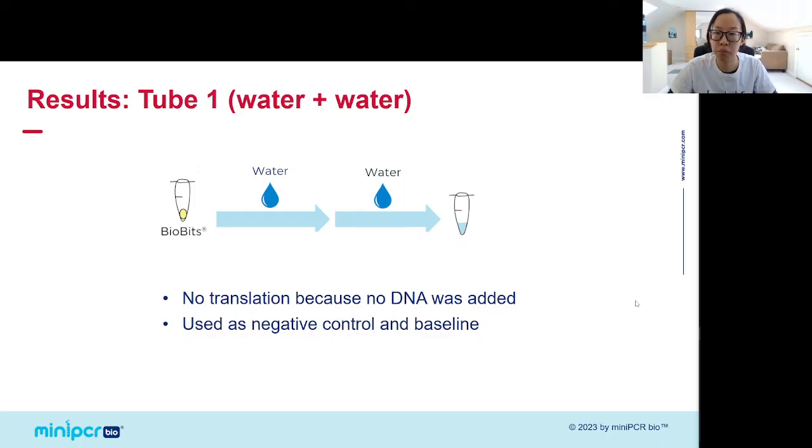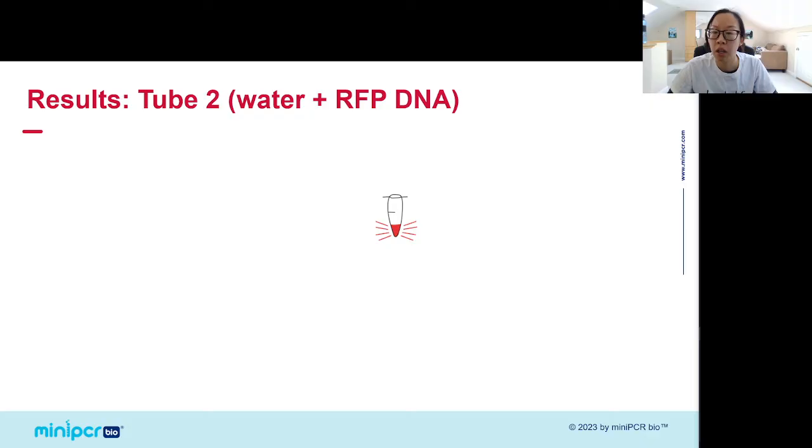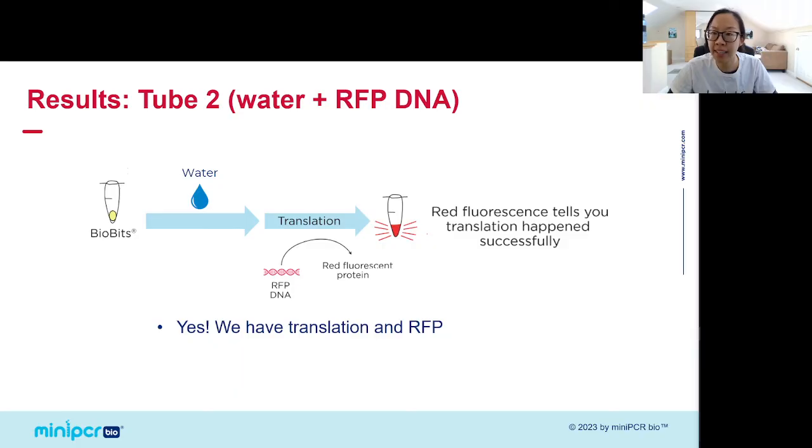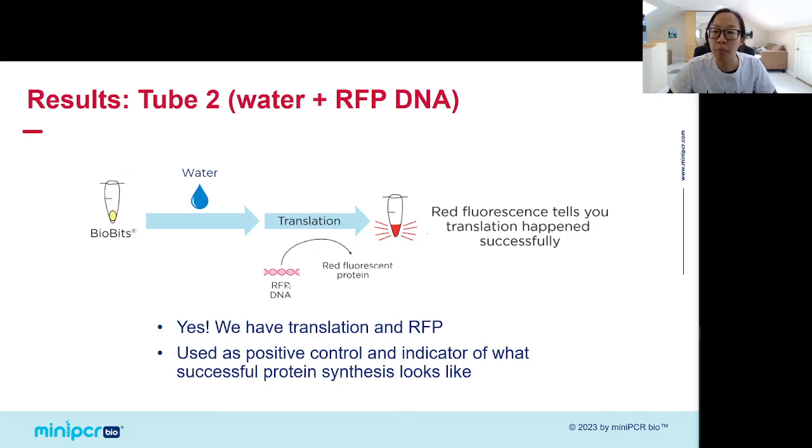All right, so in tube 2, we saw red. If we see red, this means we have RFP, we have our red fluorescent protein. This tells us that, as expected, translation did work. We got RFP from the RFP DNA added. And again, the purpose of this tube is our positive control. What does successful RFP and translation look like? Again, this tube, if we go back to a real live bacteria culture, represents that bacteria are alive and functioning.